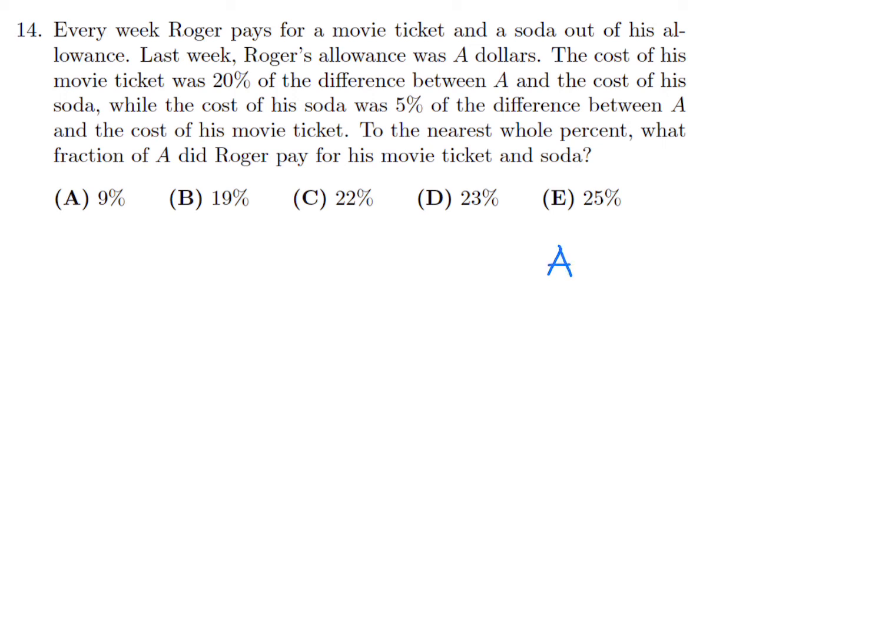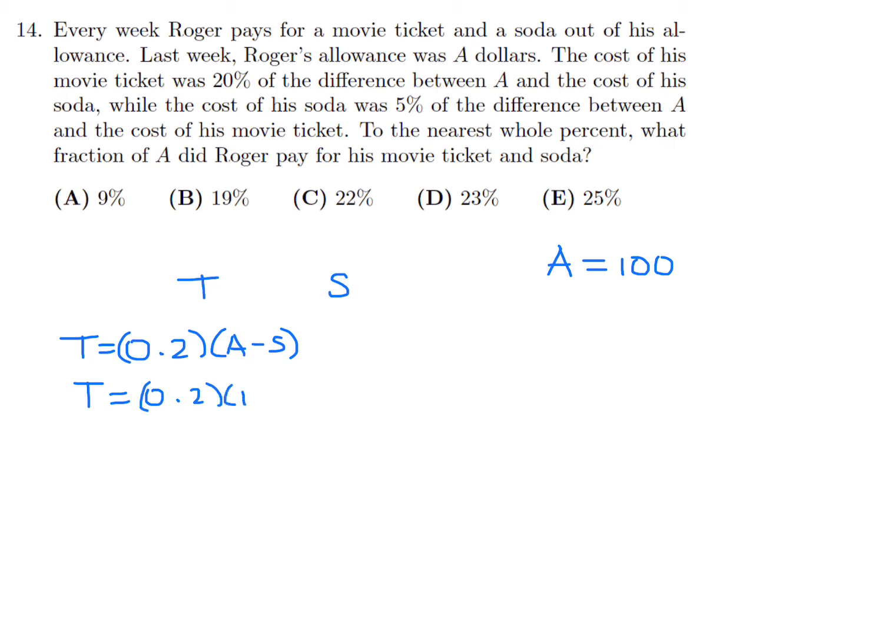All right, let's just give a number, make it easy. Let's say his allowance is $100. Now we've got to figure out the ticket price and the soda price. Well, the ticket price is 20%, so 0.2, times his allowance minus the cost of the soda. So that's 0.2 times 100 minus S. So that's going to be 20 minus 0.2 S.